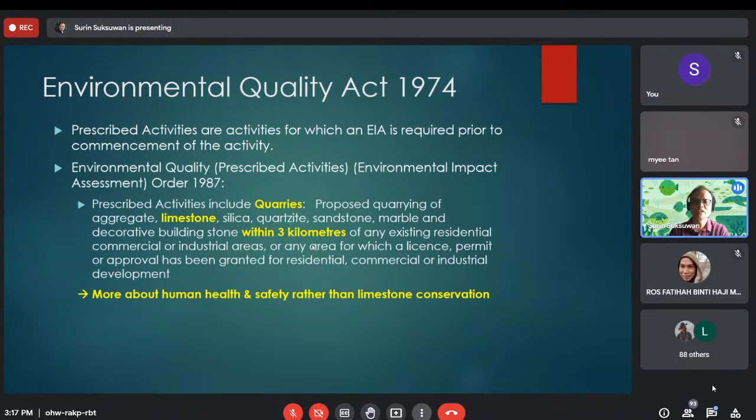Yeah, so this act actually is not so much about conservation, it's actually about human health and safety. That's why they require an EIA for quarries near residential and industrial areas, because they're worried that some people might get hurt or there's pollution, whether it's air pollution, noise pollution, whatever it is. So it's more about making sure humans are not harmed by the quarry rather than the wildlife. Okay.